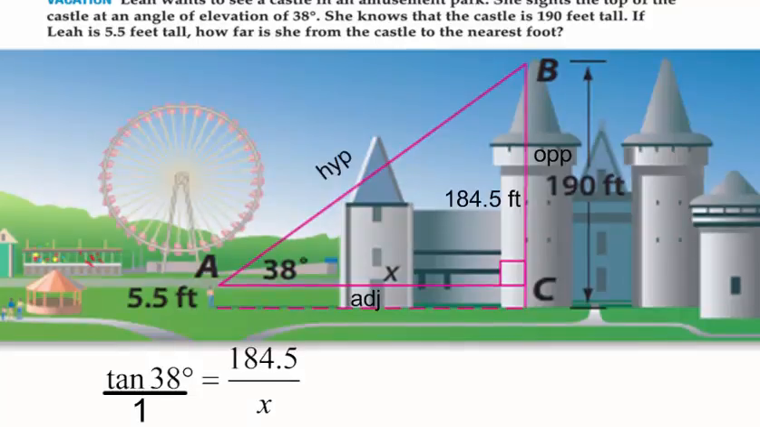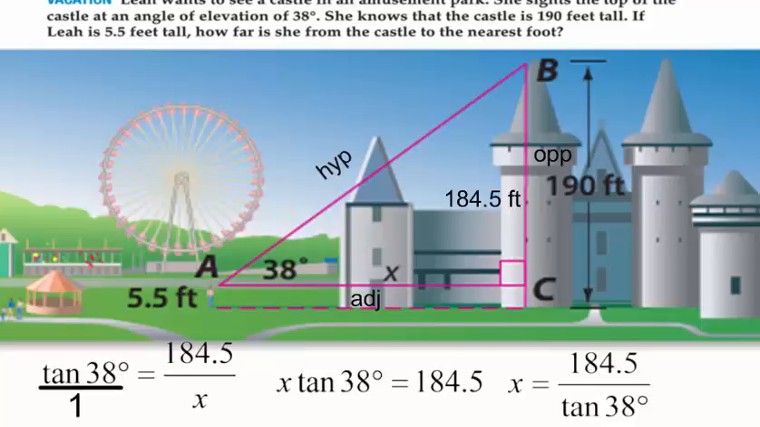and then cross multiply. So you might want to write that tangent of 38 degrees over 1. We'll cross multiply, and we get x times tangent of 38 degrees equals 184.5, and then there's one more step to isolate x. We divide both sides by tangent of 38 degrees, which is approximately equal to 236 feet.